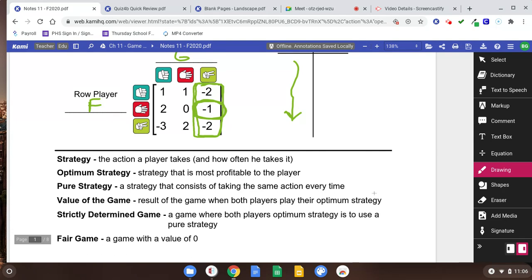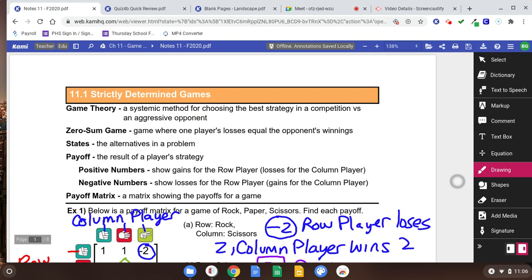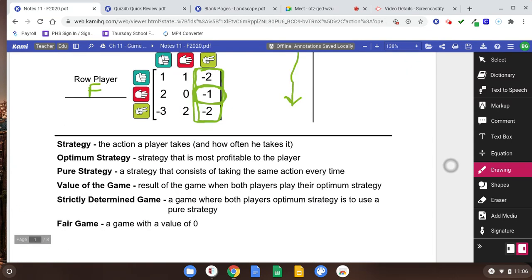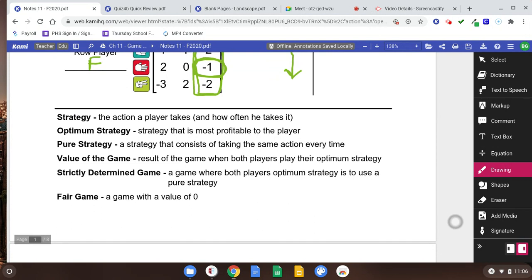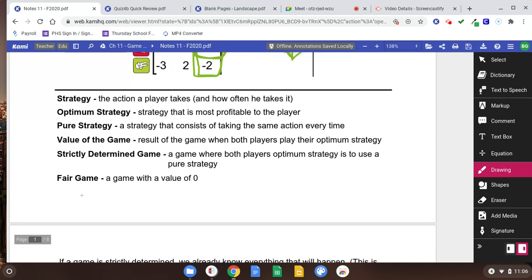A strictly determined game is a game where both players' optimum strategy is to use a pure strategy. So that's the name of the lesson, strictly determined games. In strictly determined games, we pretty much know everything that's going to happen. We know what each player is going to do, and we know the value of the game. We know who wins, who loses, everything. A fair game is a game with a value of 0.